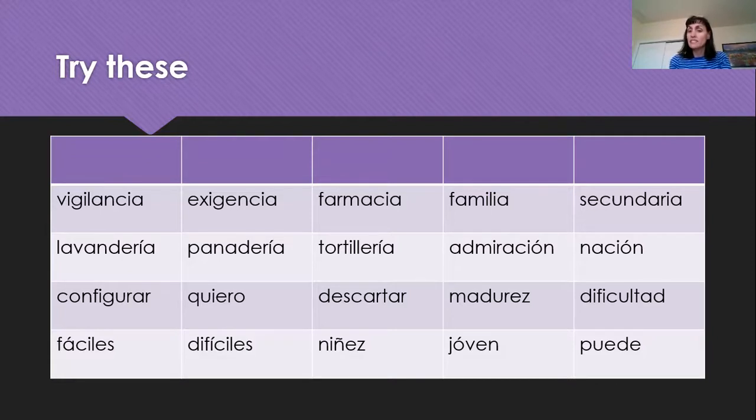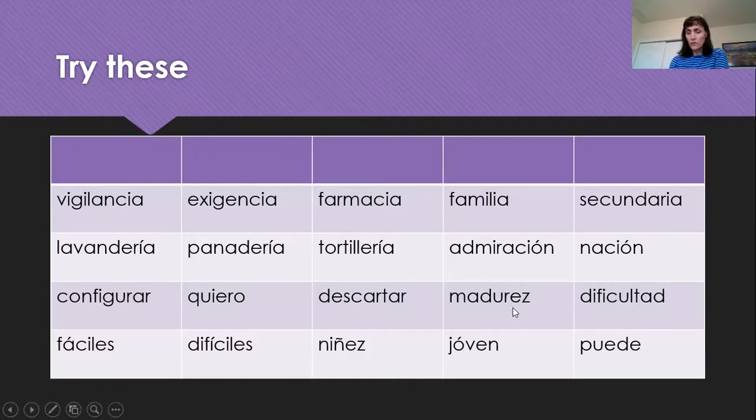Admiración, nación. Then we have configurar, which ends in a consonant other than N or S, so that's the last syllable, configurar. Quiero, the QU makes a K sound, the IE makes one sound, it's a diphthong, it's the second to last syllable, we're going to emphasize it because it ends in an O, which is a vowel. Quiero. Okay, descartar ends in an R, we're going to emphasize the last syllable, descartar.